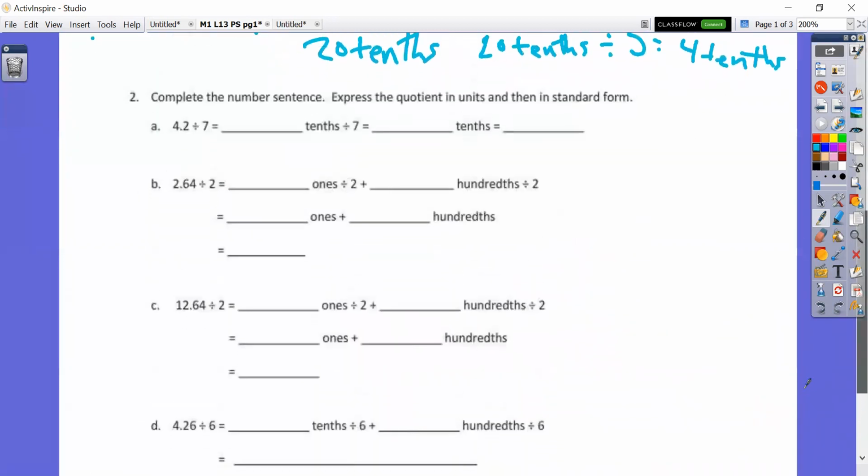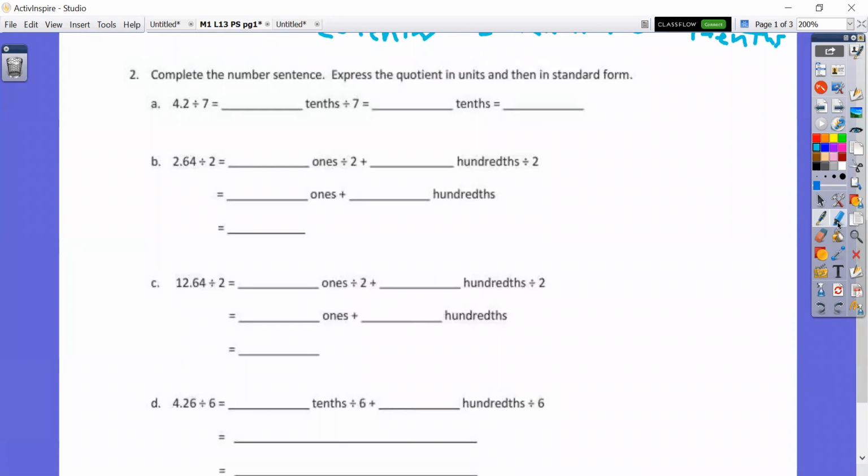All right, let's scroll down and check on the second section. Complete the number sentence. Express the quotient. So the quotient is the answer of a division problem, in units and then in standard form. So we're going to answer in unit form and then answer in standard form. Well, let's convert 4.2 into tenths. Well, 42/10. So 42/10 divided by 7. Well, what times 7 gives us 42? Well, that would be 6. And 6/10 looks like 0.6.